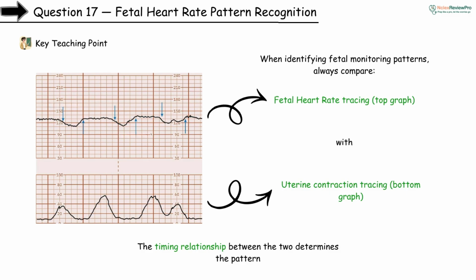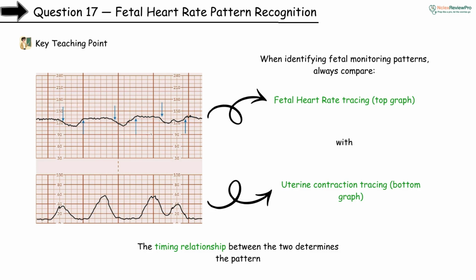Late decelerations are identified when the fetal heart rate decrease begins after the contraction starts, reaches its lowest point after the contraction peak, and recovers after the contraction ends, indicating uteroplacental insufficiency and possible fetal hypoxia, which makes this a concerning pattern that requires immediate nursing intervention.